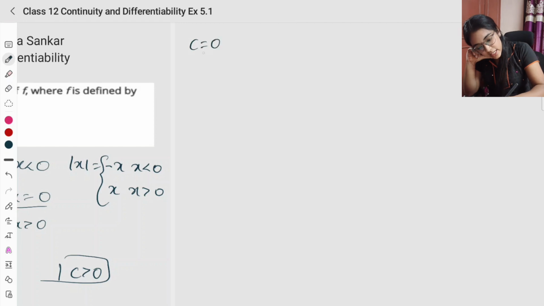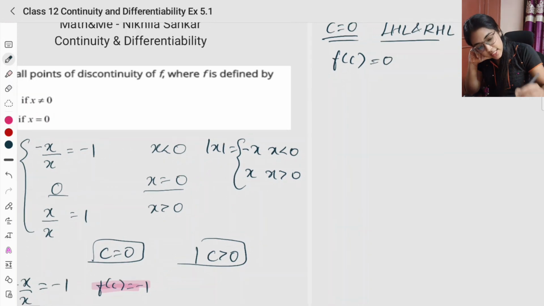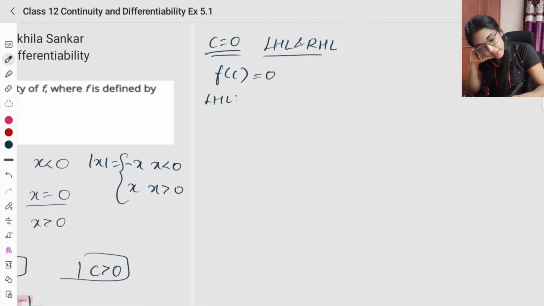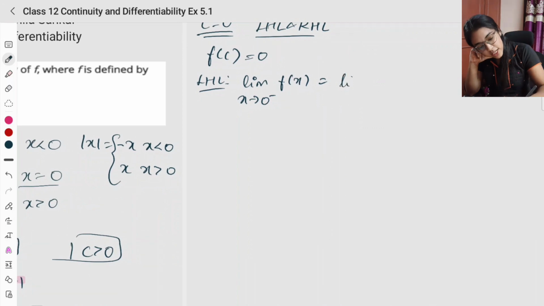Now for c equal to 0, what is the condition? I need to check my left hand limit and my right hand limit. First, what is f of c? For f of c, the value is going to be 0. Now the limit. What will the left hand limit be? Limit x tends to 0 minus of f of x. For 0 minus, x is less than 0. What is the value? Minus 1. So it is going to be limit x tends to 0 minus of minus 1, and this is going to be minus 1.